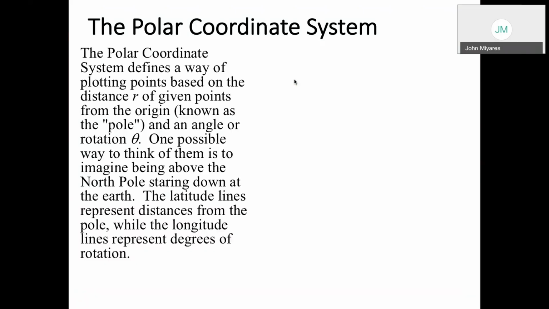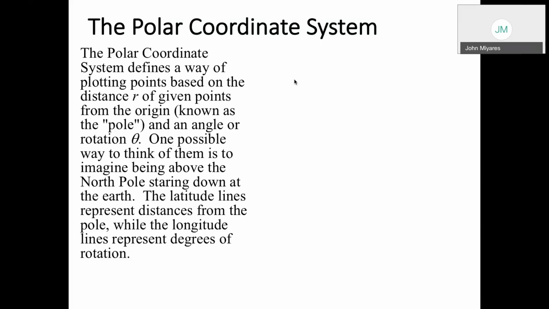Coordinate systems are really nothing more than a way to define a point in space. In the rectangular coordinate system, a point is defined as the coordinates x, y, and we can use this to locate the point by starting at the origin, then moving x units horizontally, followed by y units vertically. This is not, however, the only way to define a point in two-dimensional space.